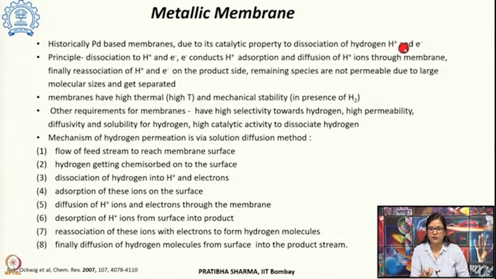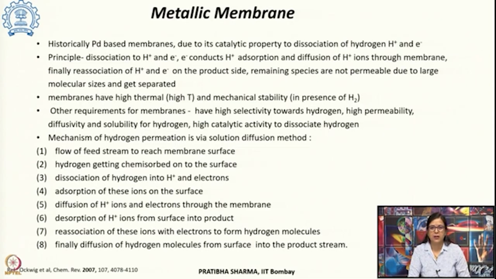So the process that follows is this dissociation into proton and electron, such that the electron conducts and the proton undergoes adsorption and diffusion through the membrane. Finally, when they reach the product side, they recombine to give the hydrogen molecule. This happens for hydrogen, but the remaining species other than hydrogen are not permeable through the membrane because the membrane is selectively permeable and they have a larger molecular size. As such we can separate hydrogen from the remaining gaseous mixture.